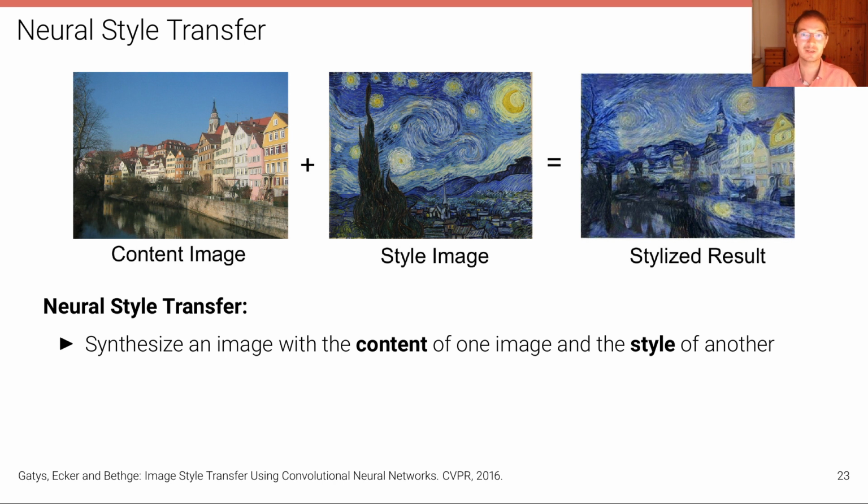And probably many of you have seen this, in particular if you are in Tübingen. This is a technique that has been developed in Tübingen in Matthias Bethge's group, and it has been showcased on this famous Tübingen riverside image, where this image, which is called a content image, is combined with a style image. This is a single image of a painting of Van Gogh, and then the output of this algorithm is a stylized version of the content image.